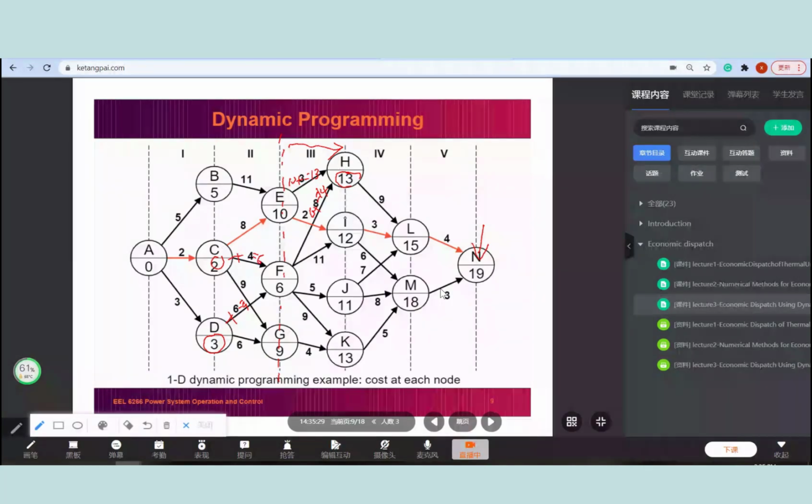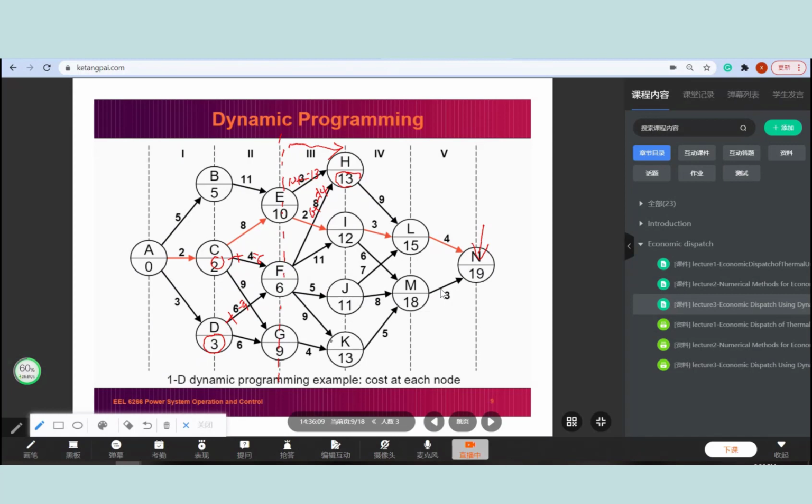Similarly, we can calculate the best cost for I. That means how to get from A to I. For the best cost, we will find that 10 plus 2 is 12, 6 plus 11 is 17. So the better cost is 12, and the path is E to I. Similarly, calculate J. From F to J will be 11. There is no other path to this point. So the best path will be ACFJ.